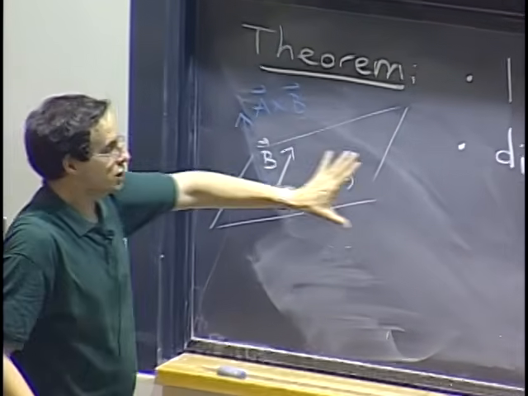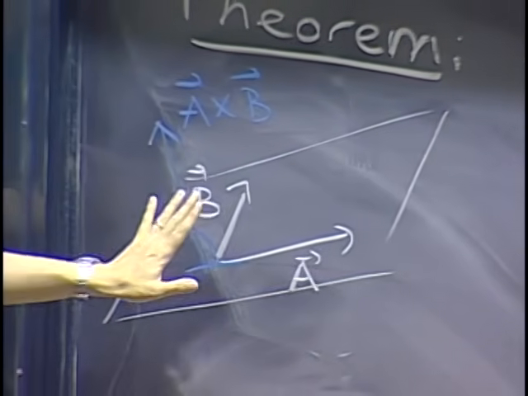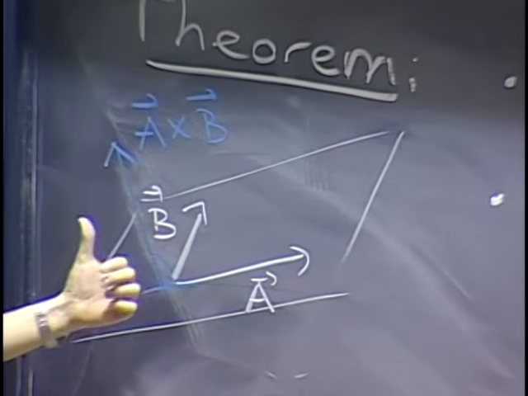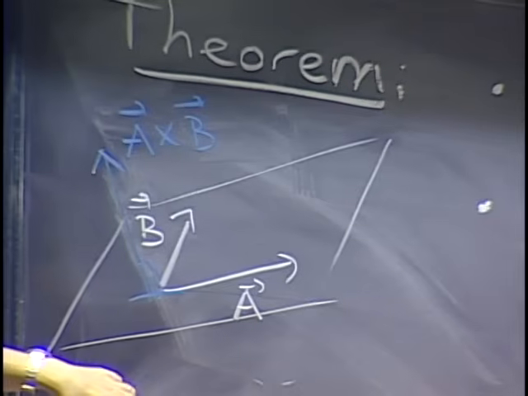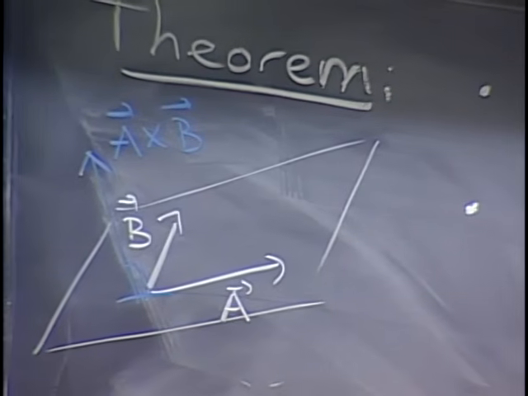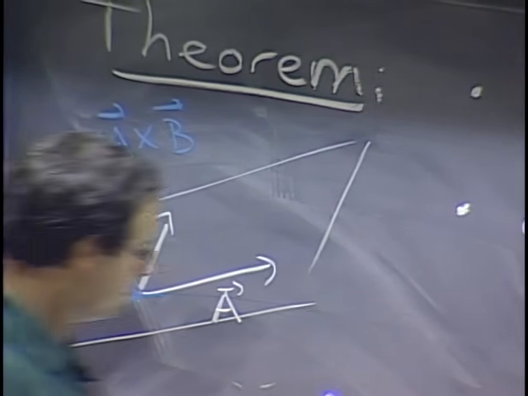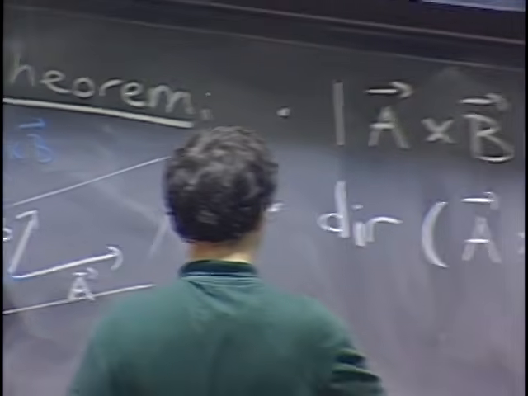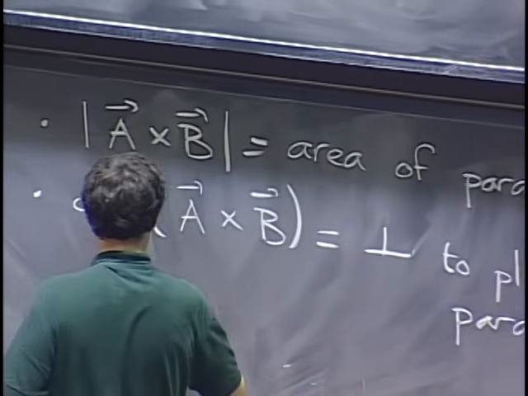So in fact, I have to be more precise. There's two ways that you can be perpendicular to this plane. Right? You can be perpendicular pointing up or pointing down. How do I decide which? Well, there's something called the right-hand rule.